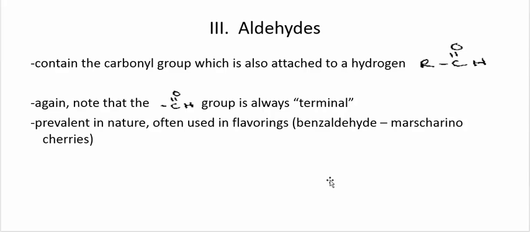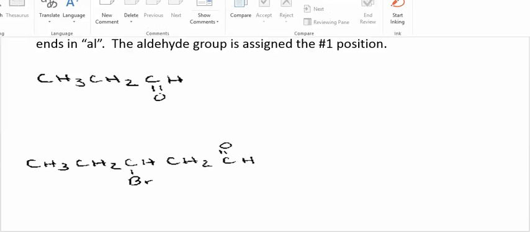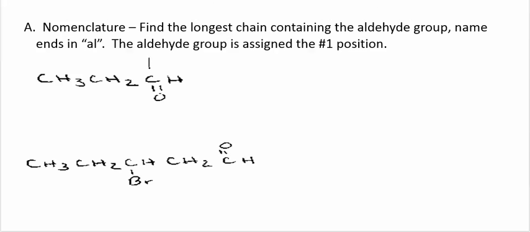Aldehydes, very similar to carboxylic acids. They have a C double bond O and attached to a hydrogen. This group is always terminal, just like it was with carboxylic acids. When we name these, the suffix is AL. So we're going to start numbering these compounds with the aldehyde group. That's carbon 1. So in this first example, we have a 3-carbon chain, which is prop, and the suffix is AL, so propanal.